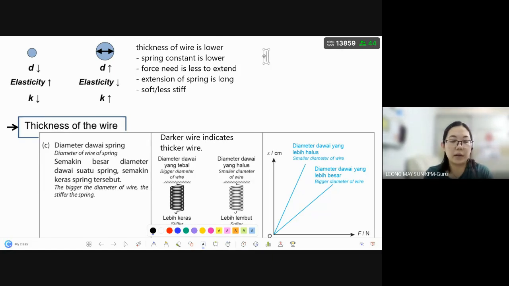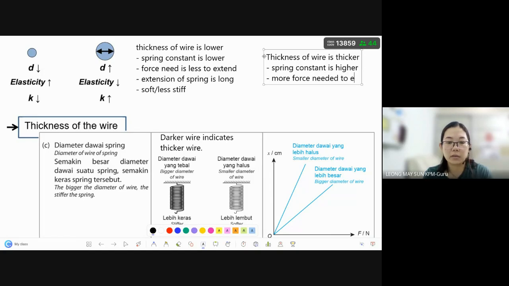Hence, if the thickness of the wire is thicker, okay, the spring constant is higher, more force needed to extend, but the extension is low. All right, when the extension is low, we consider it as a stiff spring. Okay, so I hope this one you guys are okay.